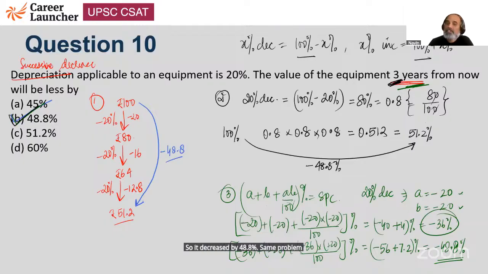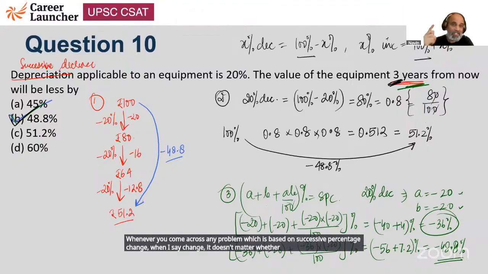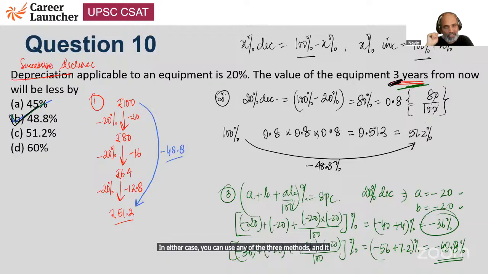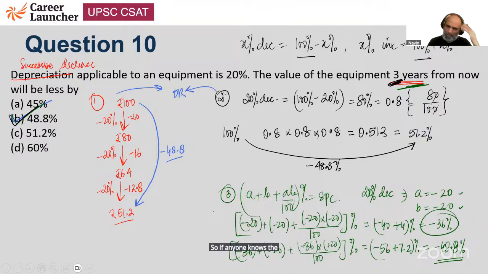Same problem, 3 different ways. Well, is it like only this problem can be solved using either of the 3 ways? No. Whenever you come across any problem which is based on successive percentage change, when I say change, it doesn't matter whether there is an increase or whether there is a decrease. In either case, you can use any of the 3 methods and it will always work. With a little bit of practice, you will realize that one out of first or second is always going to be a better approach than the third one. So if anyone knows the third approach, it's good. If you have two, when you have more than two, the calculation becomes more intensive, right?